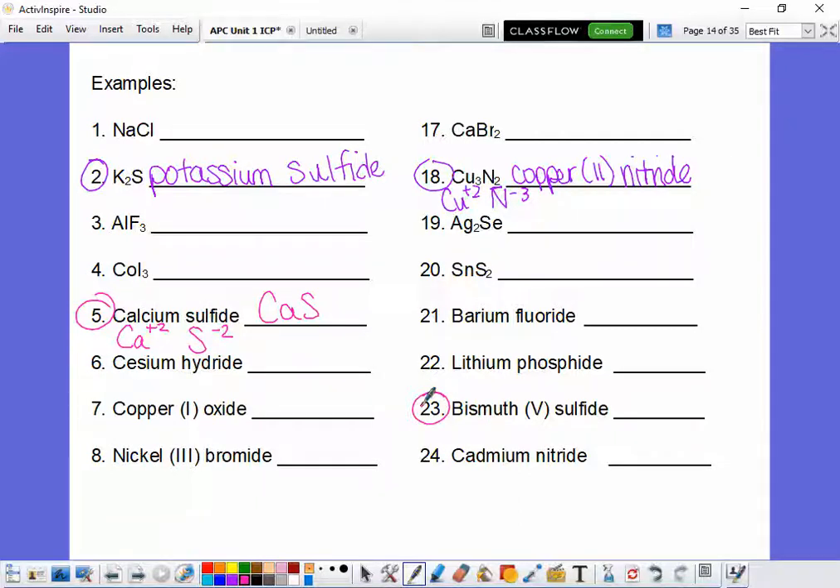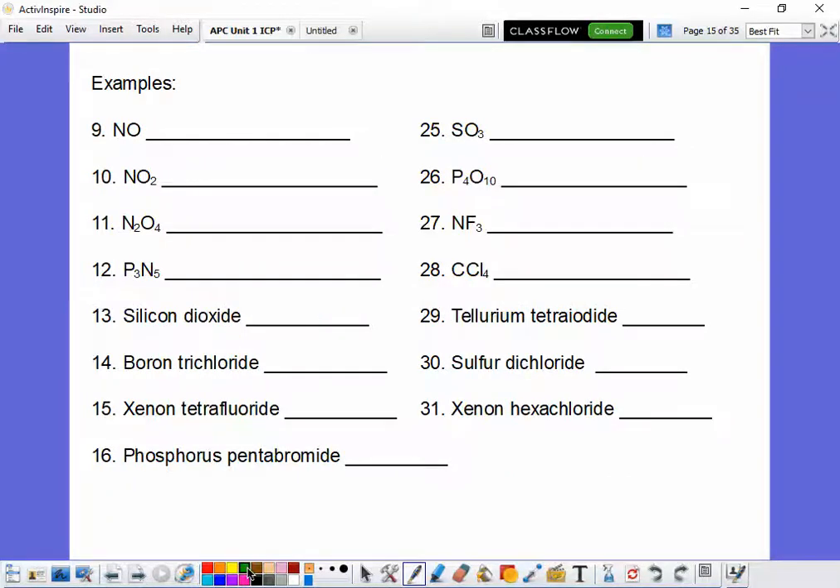So bismuth, what symbol does bismuth have? Bi. What charge is this bismuth going to have? +5. And sulfide is S minus 2, just like before. So what's the formula? Bi2S5. Cool? Straightforward. Lovely. All right, the next section, well, actually it's all one section for you guys, but my next page are all covalent compounds.